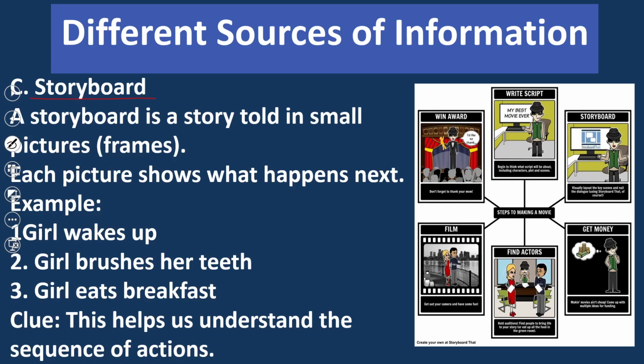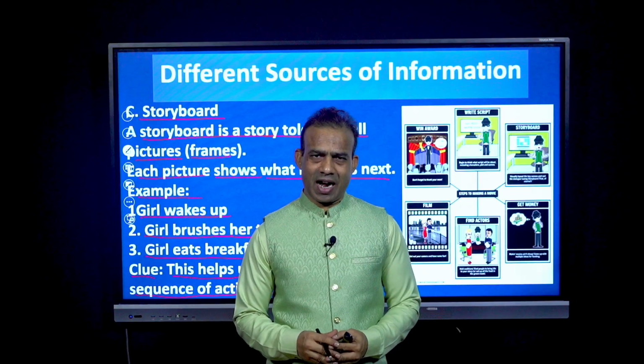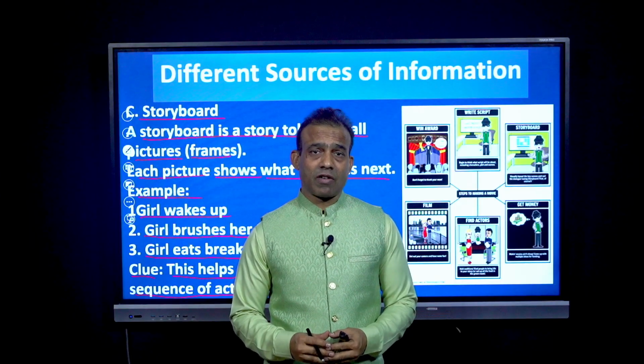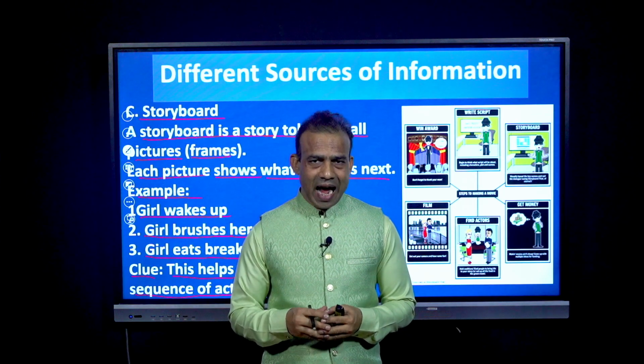If there is a picture and other sources, and you are given a storyboard, how can we understand and integrate information from this source as well? A storyboard is a story told in small pictures or frames, right? Each picture shows what happens next. For example, girl wakes up, girl brushes her teeth, girl eats breakfast. Clue: this helps us understand the sequence of action. So a storyboard is not with proper words or text, but just different pictures. We get information from those different parts of the pictures and we understand what is going to happen. This is called a storyboard.